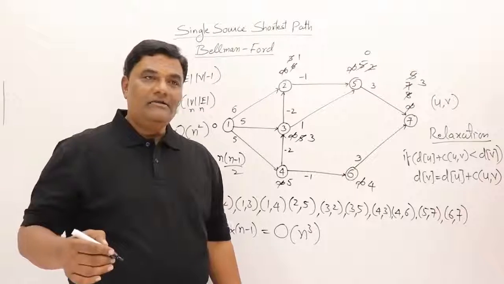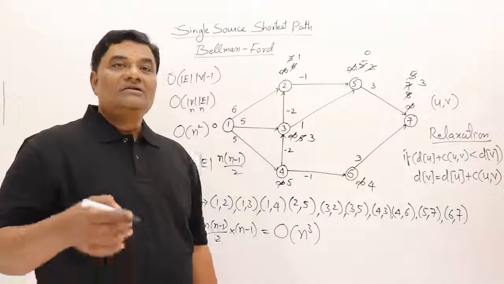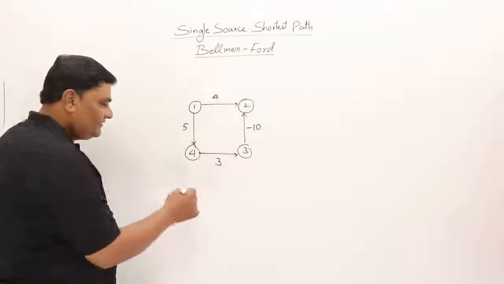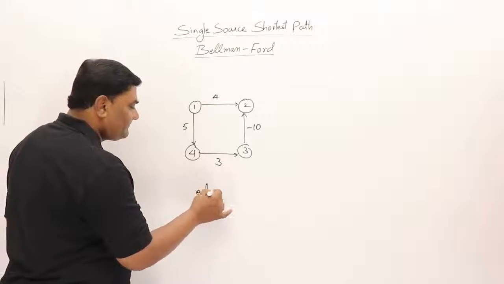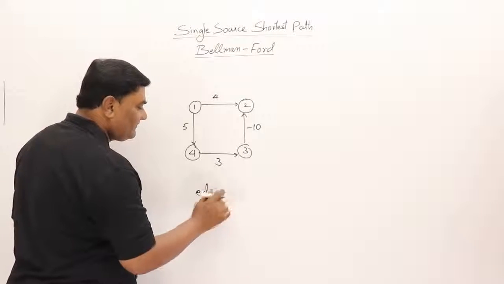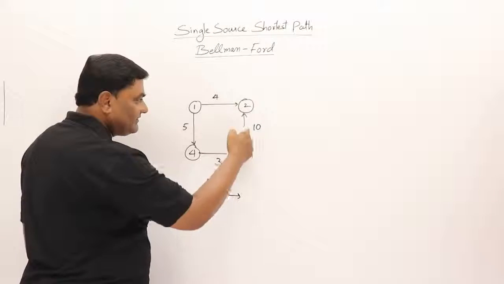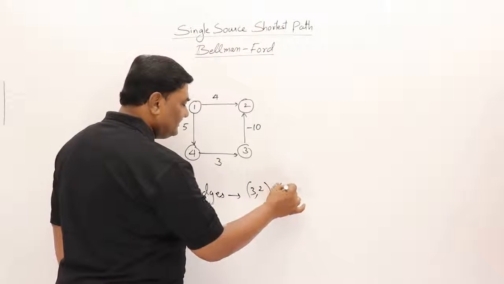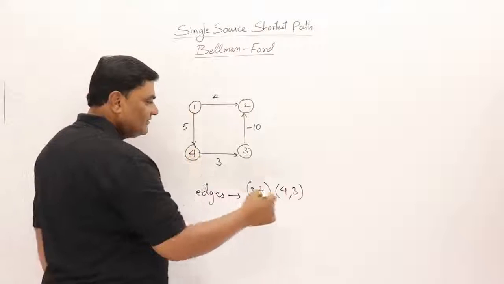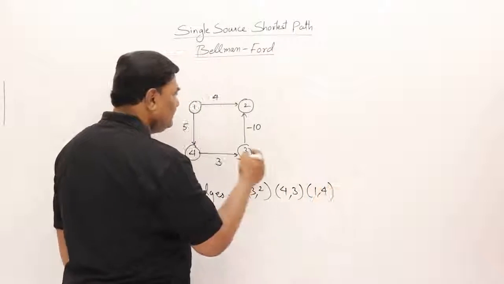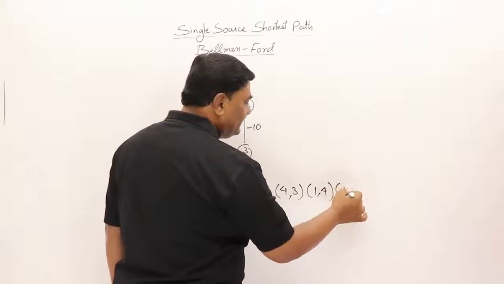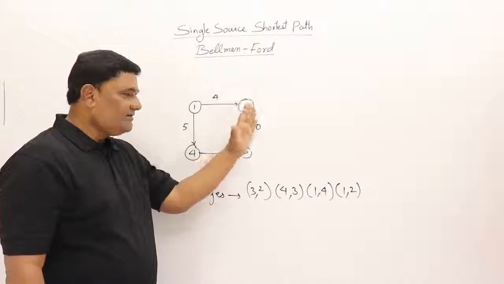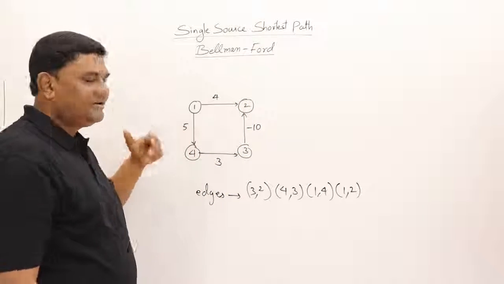Now we'll take a small example and solve it, and also I will show you the drawback of Bellman-Ford. For a small example, I will take the list of edges. First I will take 3, 2, then 4, 3, then 1 to 4, then 1 to 2. Just to make you feel how the relaxations are done, I have taken the vertices in reverse. I should have started from vertex 1.